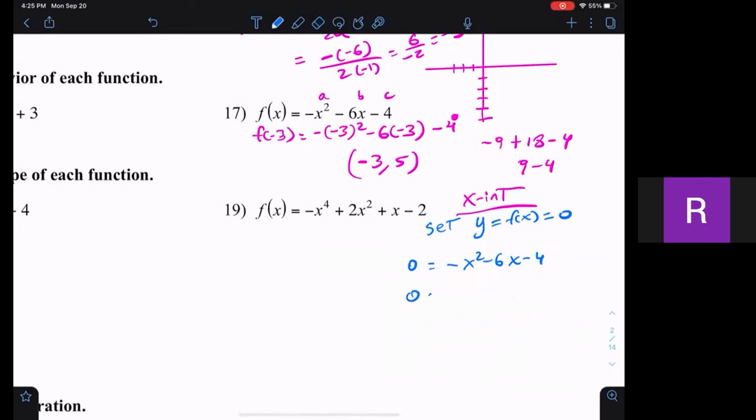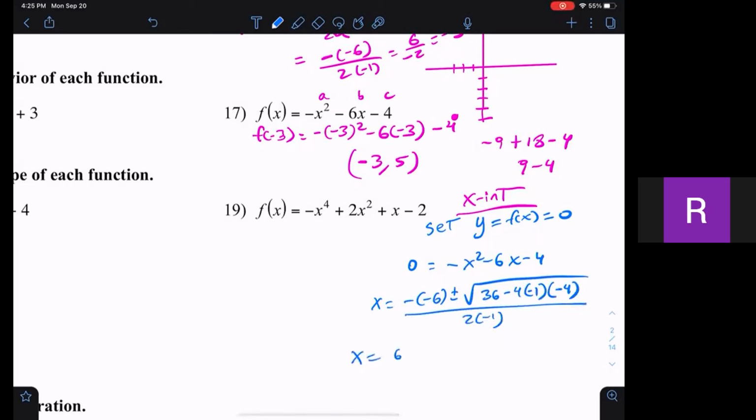So yeah, if you factor the negative 1, that's a GCF, x squared plus 6x plus 4. Okay, let me see. Let's find out. So x equals negative b plus or minus the square root of b squared, that's going to be 36, minus 4ac over 2a.